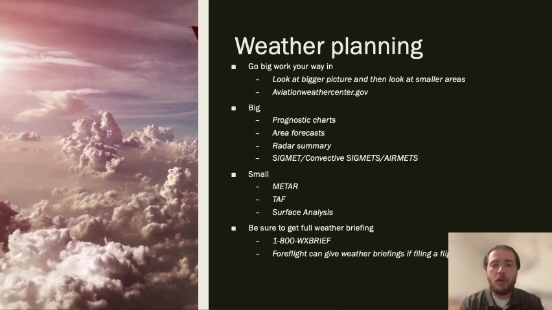So for big, we're going to look over prognostic charts, area forecast, radar summary, and then SIGMETs, convective SIGMETs, and AIRMETs. And then small, more local is going to be METARs, TAFs, and surface analysis. And then again, we can get that weather briefing before we go.